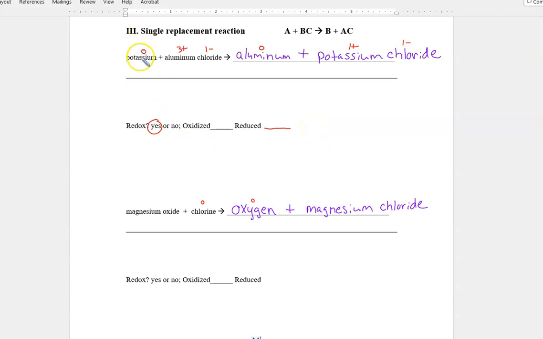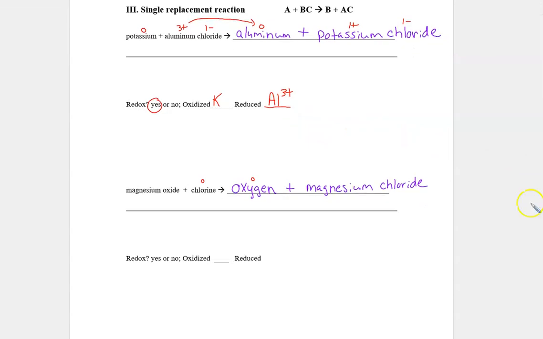So notice the potassium: it started at a 0 and went to a +1. So potassium went up, from 0 to a +1. If it went up, it is the element that was oxidized. Notice this ion, 3 plus, went to a 0. Can you see that? I didn't draw my arrow on the other one, but 3 plus to a 0, it's gone down. So the aluminum ion is what's going down. That's what's been reduced. So this was the element form, that's the ion form. So yes, redox. Let's go down and answer this one. This is a compound, so this is a 2 plus.